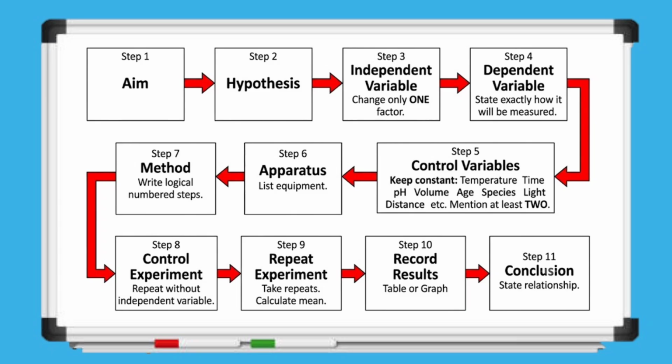Then write the apparatus required, followed by the method in clear, logical, numbered steps. Include a control experiment where the independent variable is not applied, then explain that the experiment should be repeated several times and the mean should be calculated. After that, record the results in a suitable table or graph, and finally write the conclusion, stating the relationship between the variables.